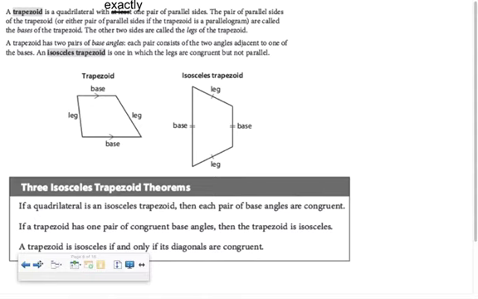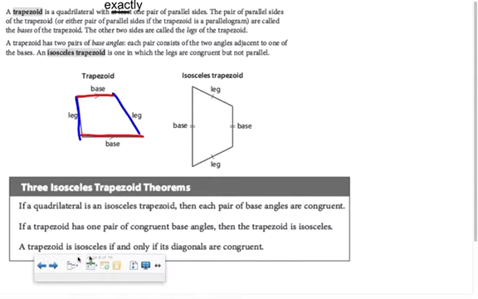So a little bit of vocabulary with the trapezoid. The parallel sides are what we call the bases of the trapezoid. So in this figure here, these are the bases. And then the non-parallel sides are called the legs. In an isosceles trapezoid, the legs are congruent.